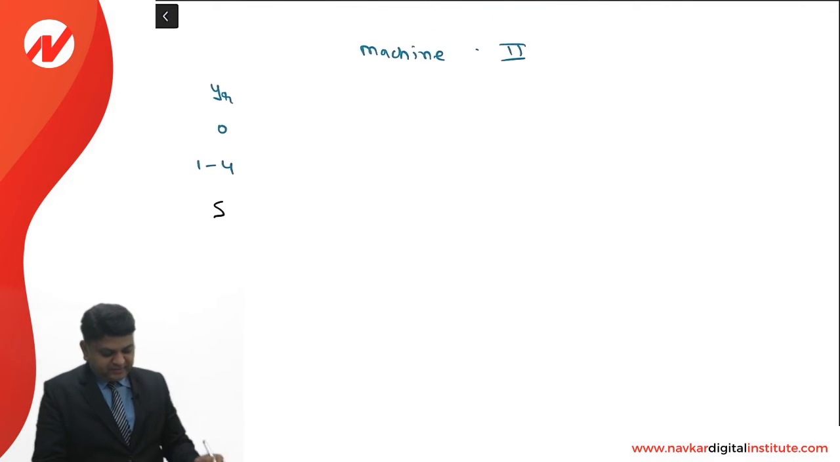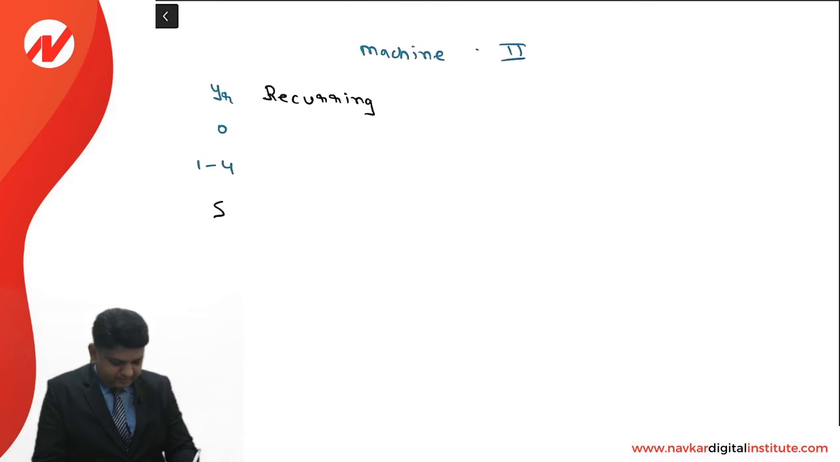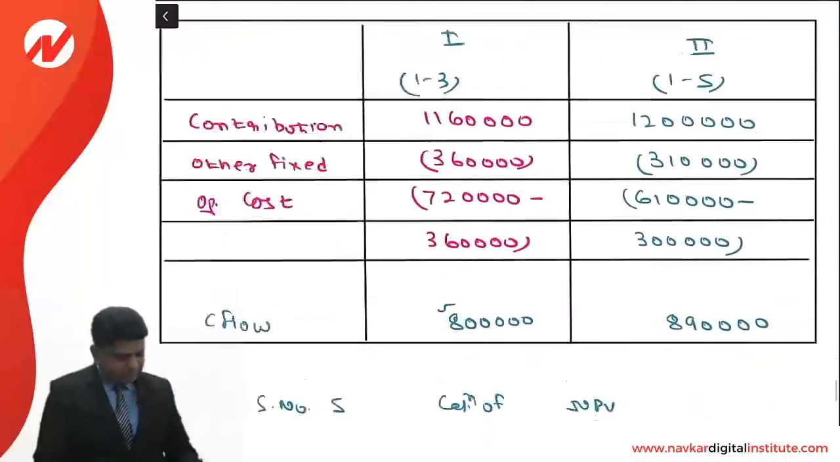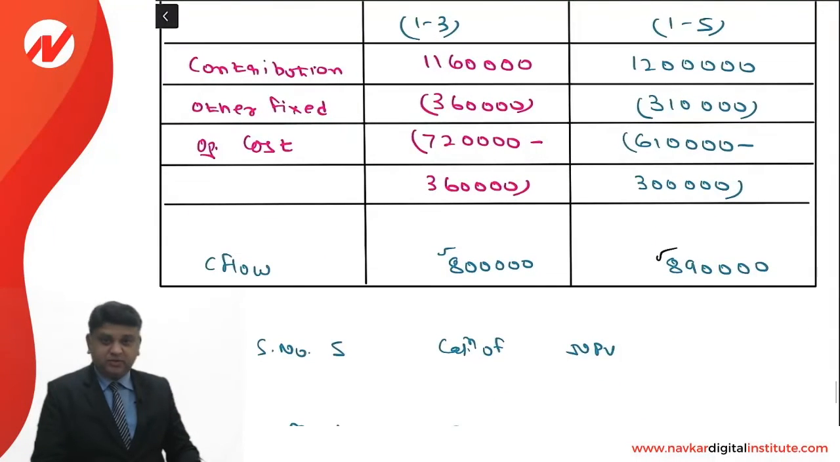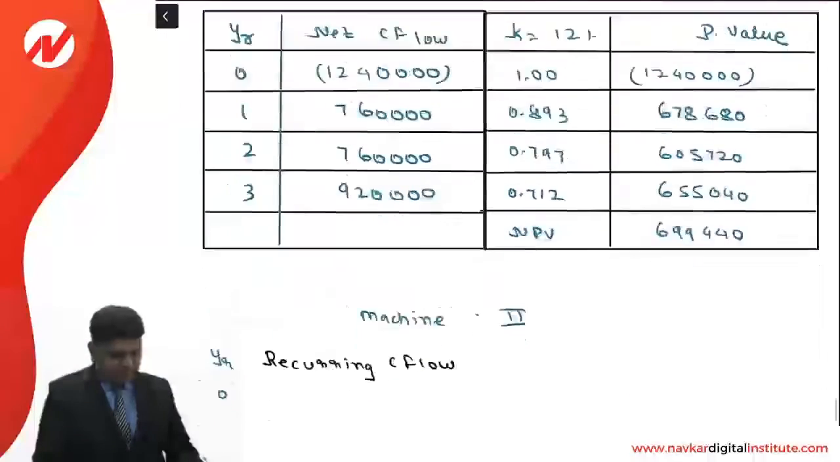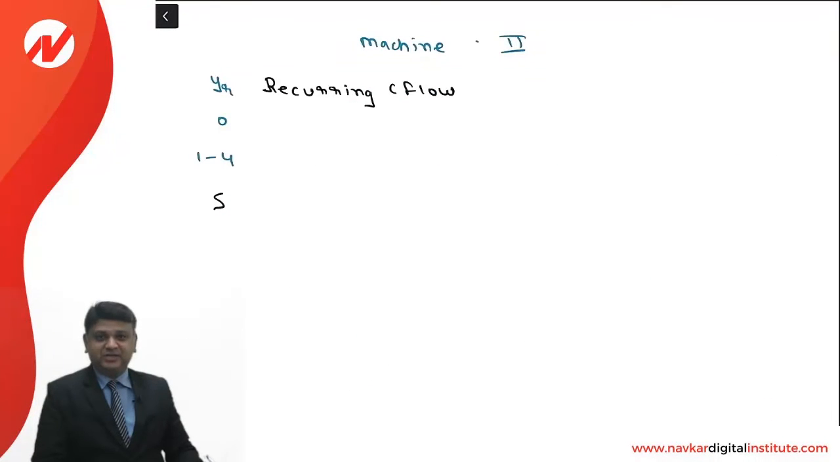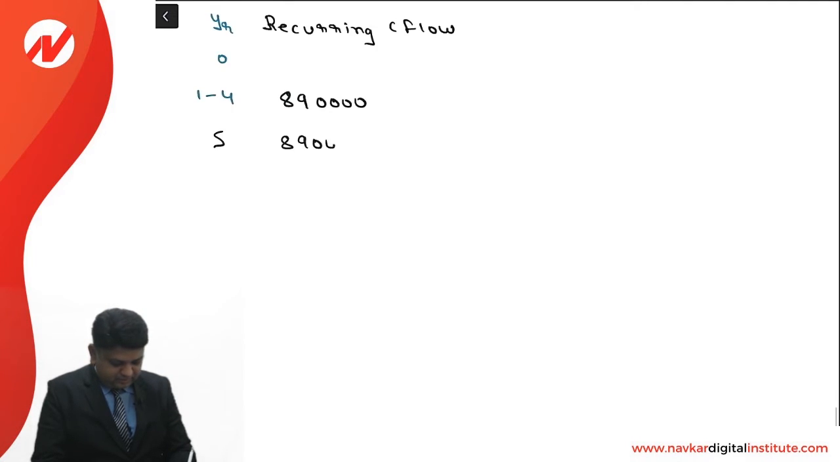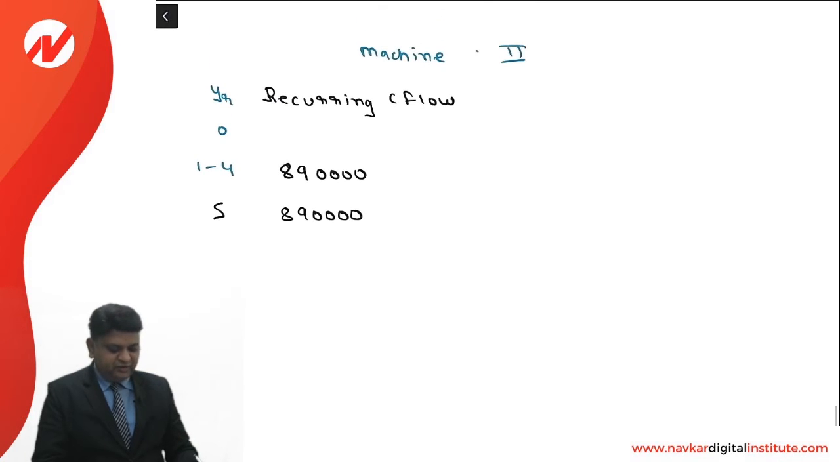In that, first of all, I am mentioning recurring cash flow, that we have computed in step number 4. It is an amount of 8,90,000. That is cash inflow, wherein the maintenance cost effect has not been given. So it is 8,90,000, cash inflow from end of year 1 to end of year 5.